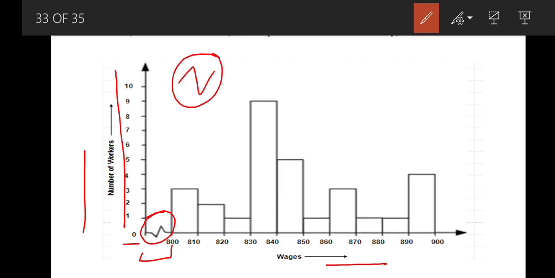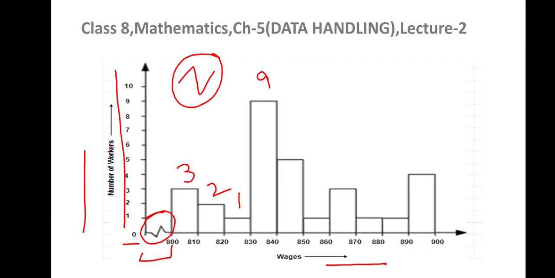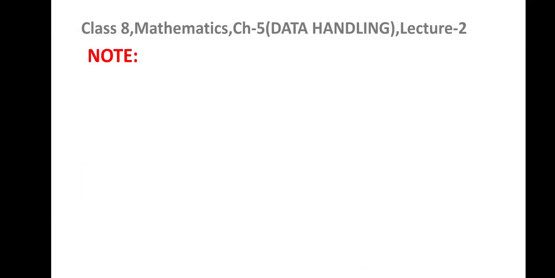After that, from 800 to 810, the frequency was 3. Again, 810 to 820, it was 2. 820 to 830, it was 1. 830 to 840, it was 9. Likewise, it is easy to make. Then I have made the histogram. The frequency distribution table is to be made in the notebook. Bar graph or histogram, according to the requirement of the question, is supposed to be made on graph paper and then pasted in the notebook. So likewise, you can make the histogram.